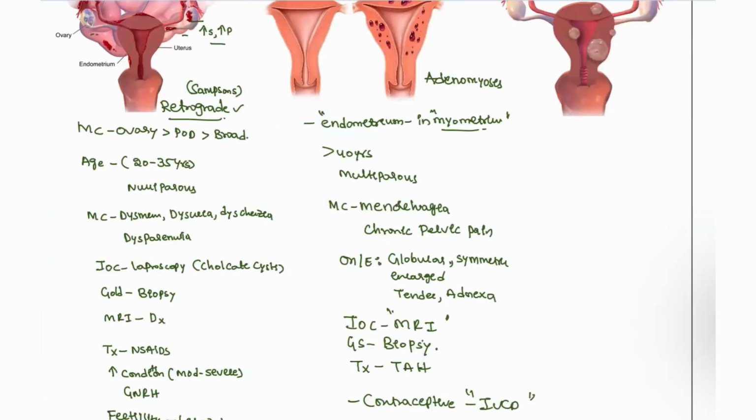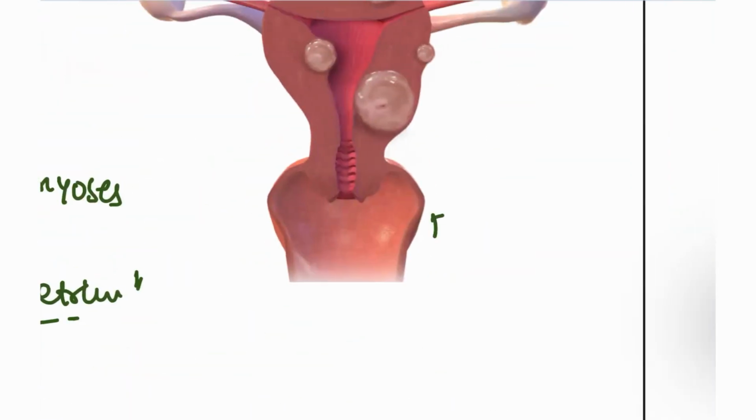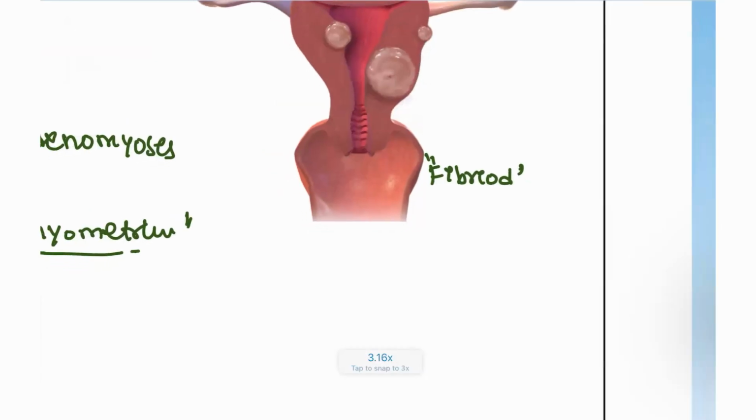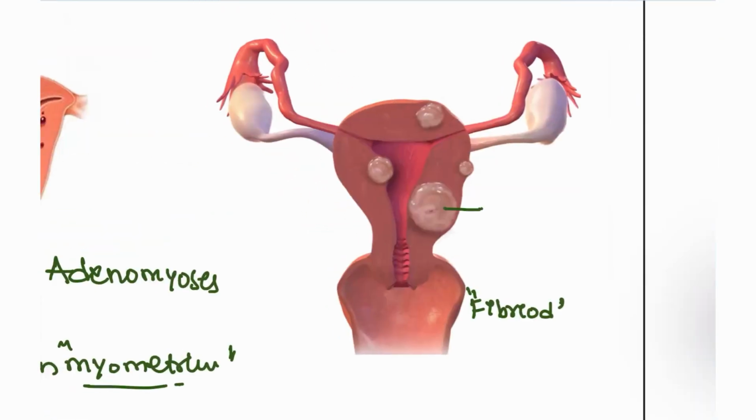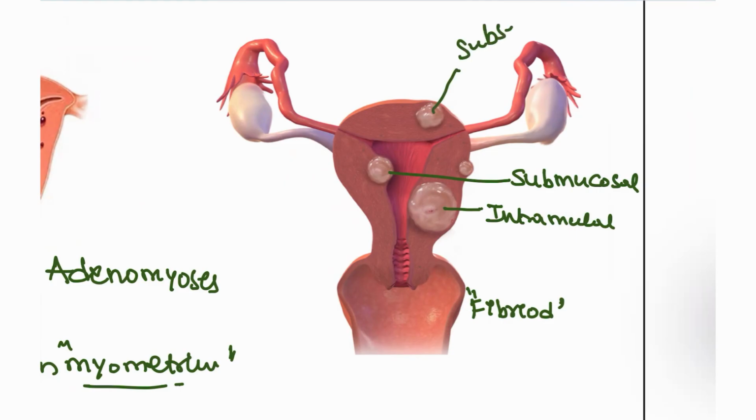Next, moving on to the most common benign condition, that is fibroids. Let's see the importance of fibroids. As we discussed, it is the most common, and it is a smooth muscle tumor. Here you can see this is the smooth muscle tumor, and there are three types. This is known as submucosal, this is intramural, and this is known as subserosal. These are the different types of fibroids.